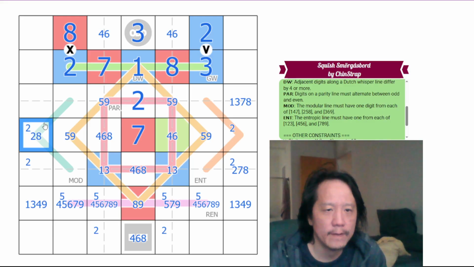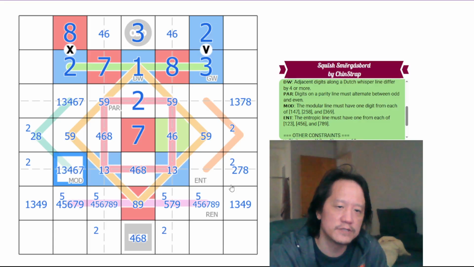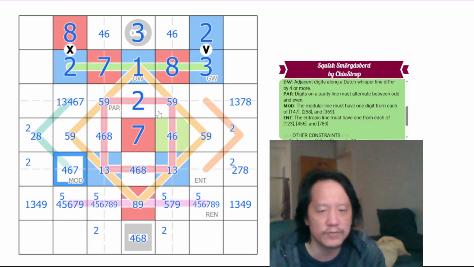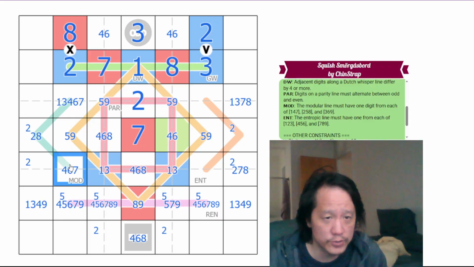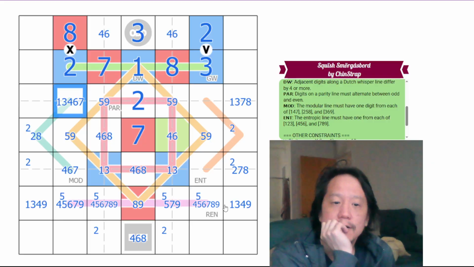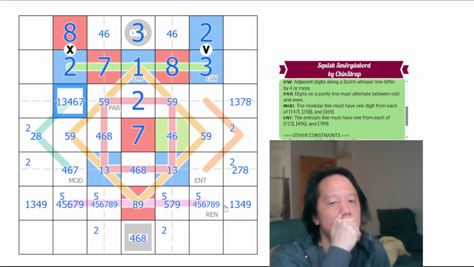Okay. That means the other remaining digits are 1 modulo 3 and 0 modulo 3. So we have 1, 4, 7, 3, 6, 9. Obviously can't be 9. 1, 3, 4, 6, 7. Can't be 9. This can't be 1 or 3 because of the 1, 3 pair in the row. So this is 4, 6, or 7. This is 1, 3, 4, 6, 7.